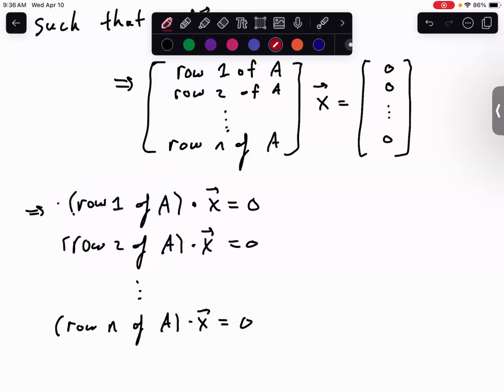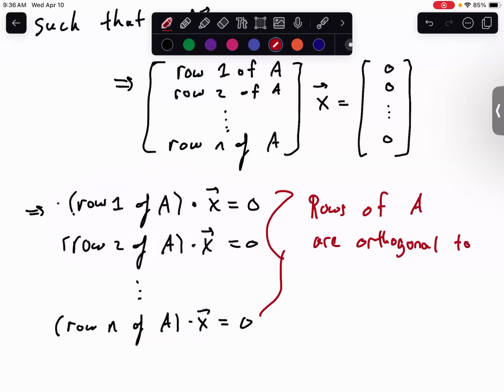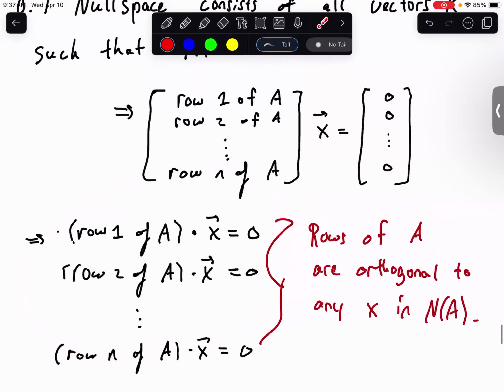In other words, the rows of A are orthogonal to any X in the null space of A, because X wasn't anything special. X is just an element inside of the null space. So for any X inside of the null space, you'll end up getting these equations. And then you just have to think, what is the basis of the row space? A basis for the row space are just the rows of your matrix, or the row space just consists of linear spans of the rows of your matrix.